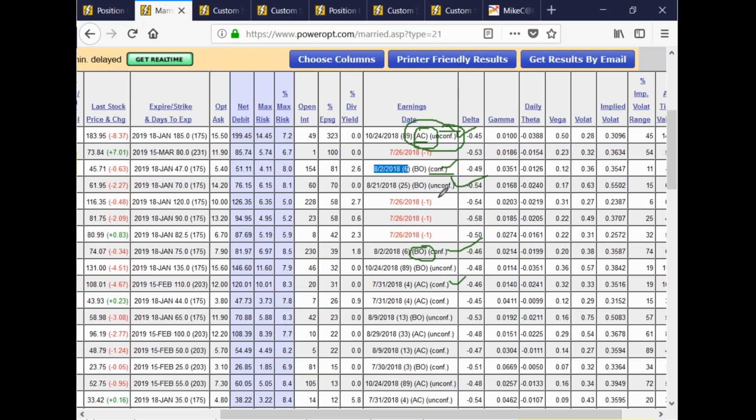So AC is after the close, BO is before open. So this stock here on 8/2 is going to have before the open announce earnings, and that is confirmed. And that was that PBF Energy we were looking at. So that's the new notation that you have now in the earnings date fields on all the searches, search by symbols. Of course, it was already being shown on the research tool, the stock research tool.